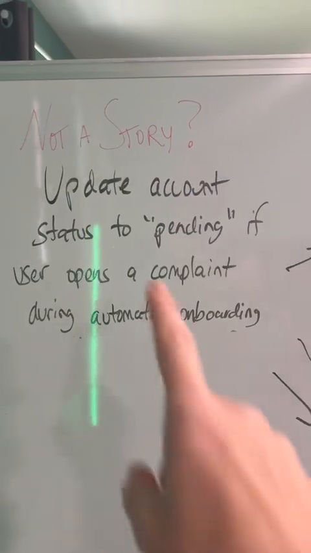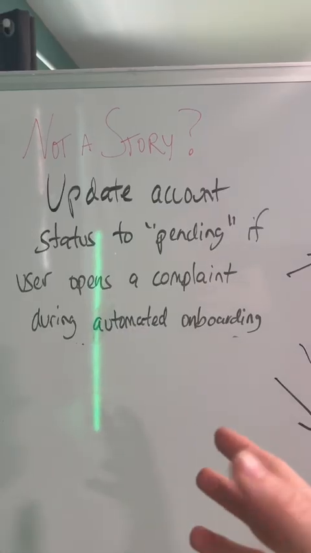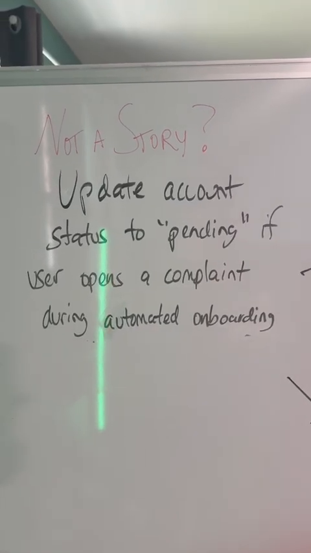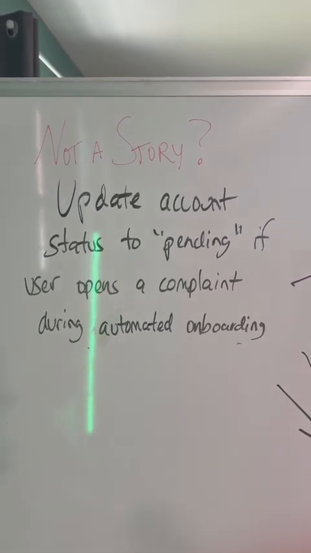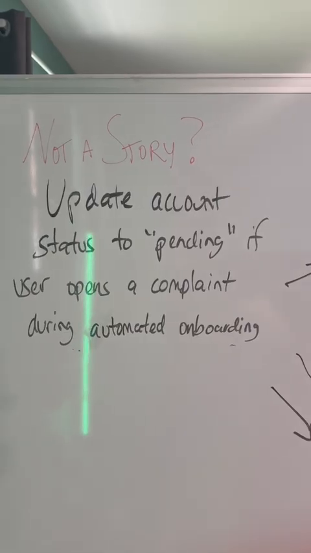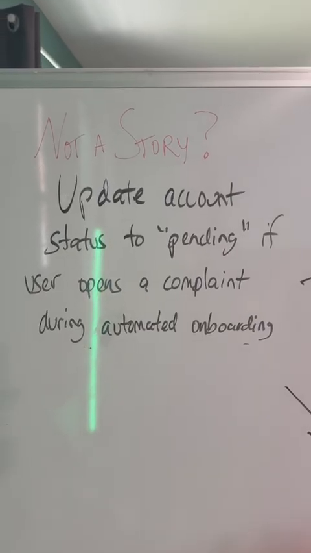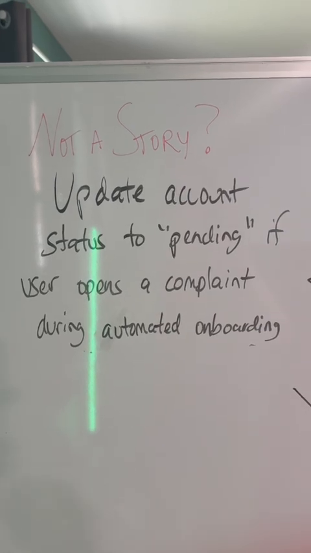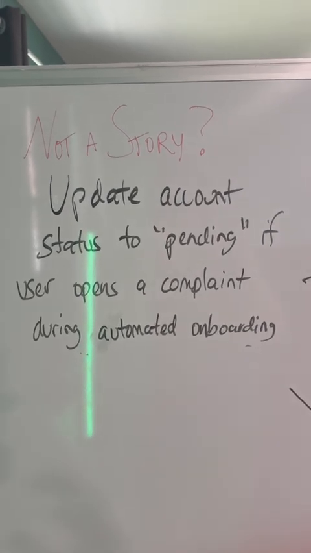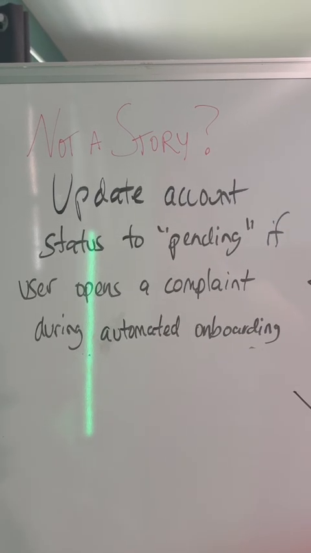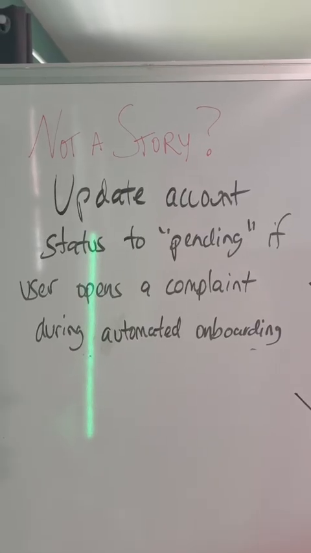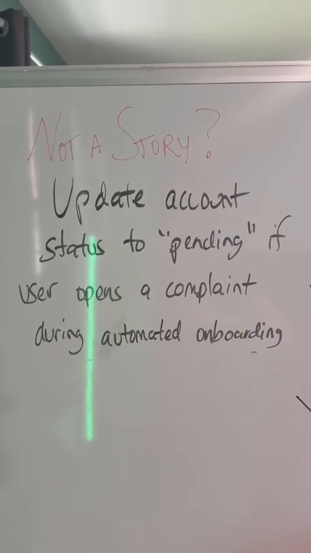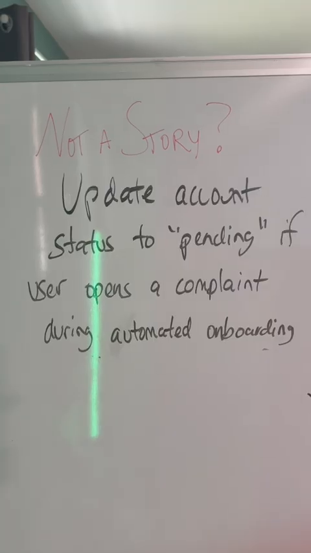Here we have an example of a story, right? Or at least maybe something that's not a story. You've got this in Jira, Confluence, a spreadsheet, written on a note card, who cares? But it says, update the account status to pending if a user opens a complaint during automated onboarding. So I've seen this as the input to a lot of Gen AI tools to say, hey, this is not a story. This is just a description of a requirement. We need to generate a story out of this. So what does that mean exactly?